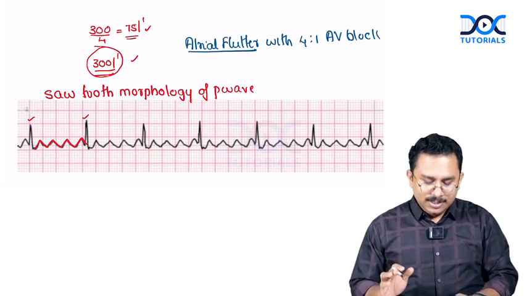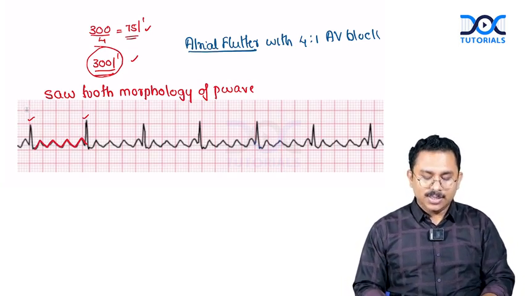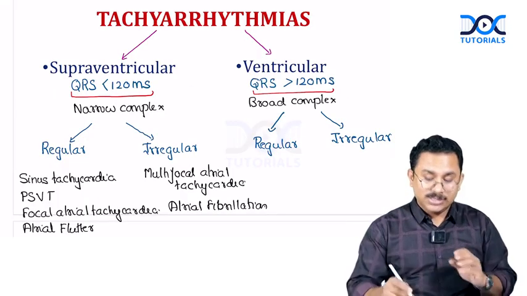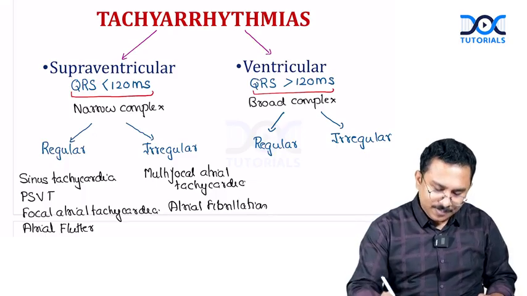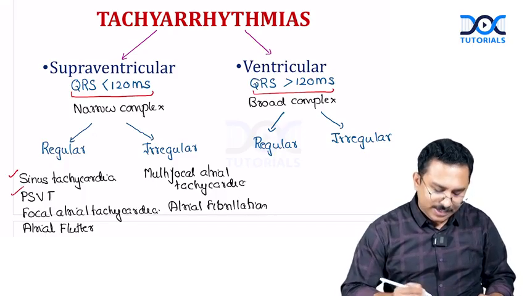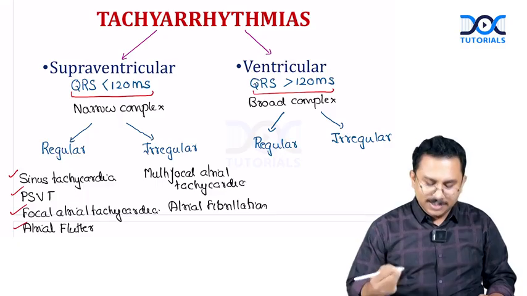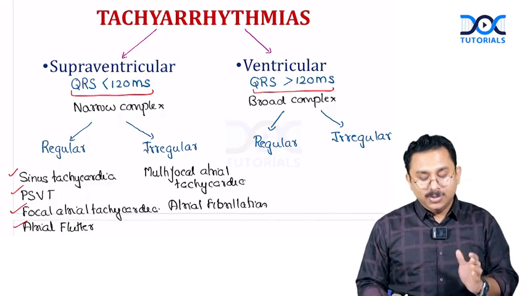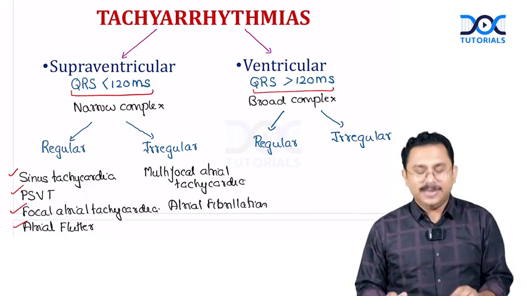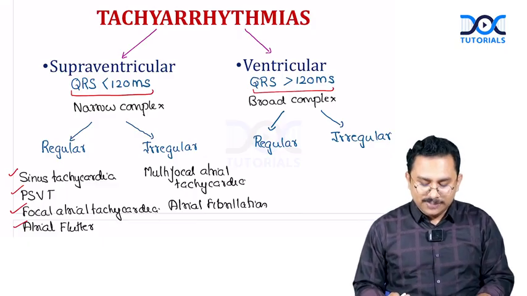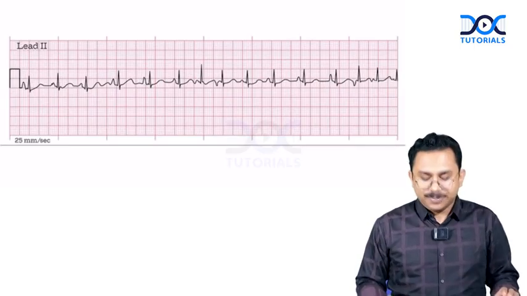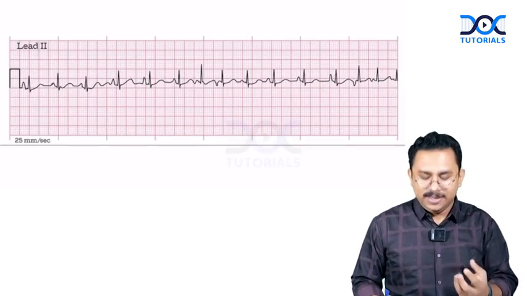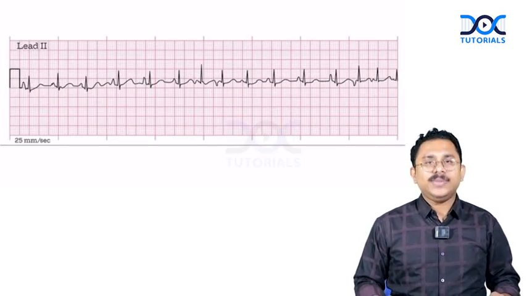So that's it. We have discussed the supraventricular tachyarrhythmias, which are regular: sinus tachycardia, paroxysmal supraventricular tachycardia, focal atrial tachycardia, and atrial flutter. Now coming to the narrow complex irregular tachyarrhythmias. So let's have a look at this ECG. Okay. So if you have a look at this ECG, yes, there is a tachyarrhythmia, and it is a narrow complex tachyarrhythmia.